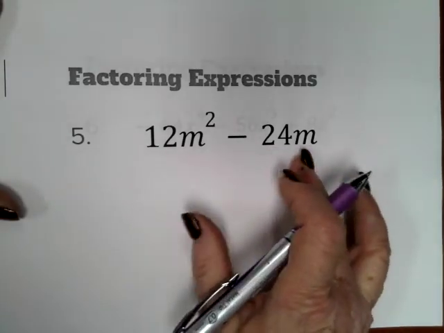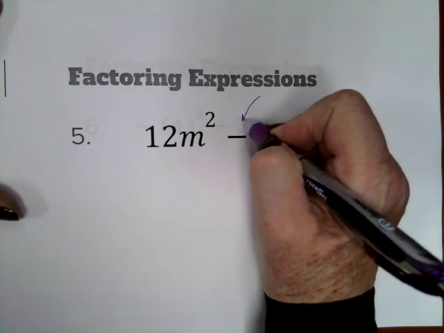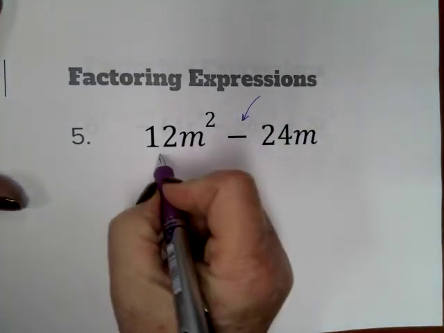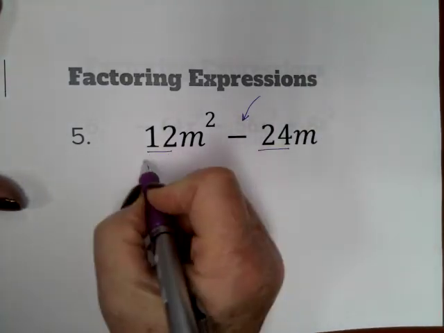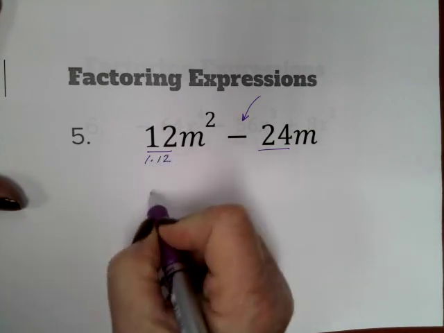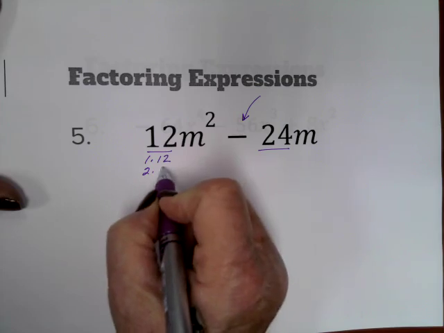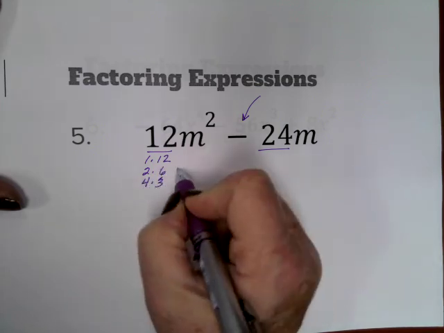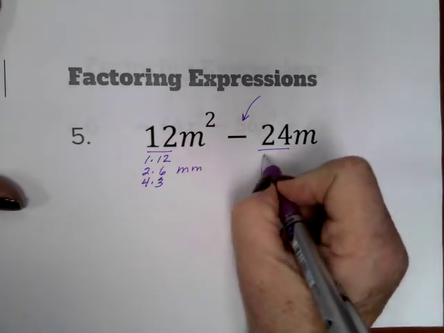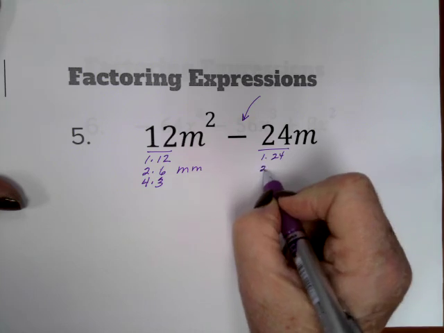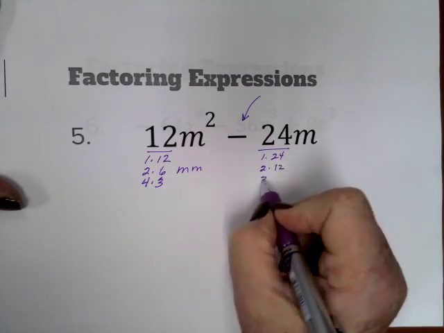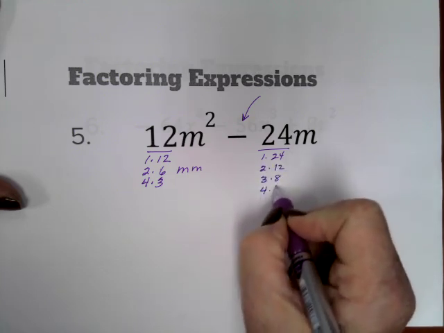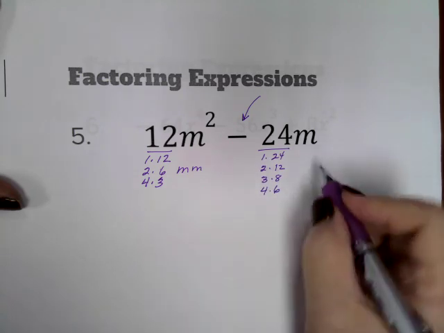First thing says identify the terms. We have two terms, separated by a negative sign. So you want to find the GCF. And if you don't know that it's 12, let me show you this. 4 times 3, m and m. So we've got 1 times 24, 2 times 12, 3 and 8, 4 and 6, and I think that's it, with an m.